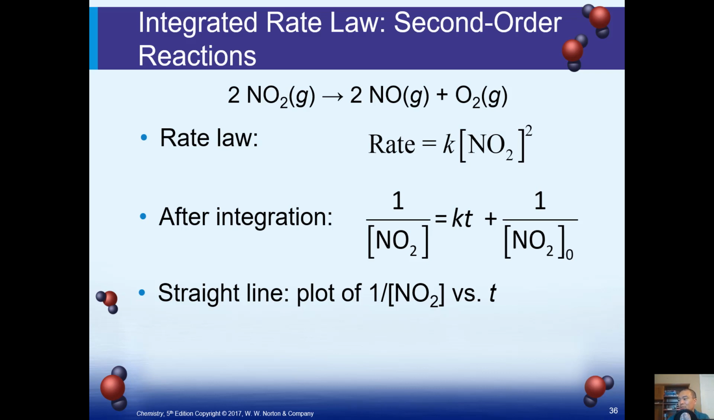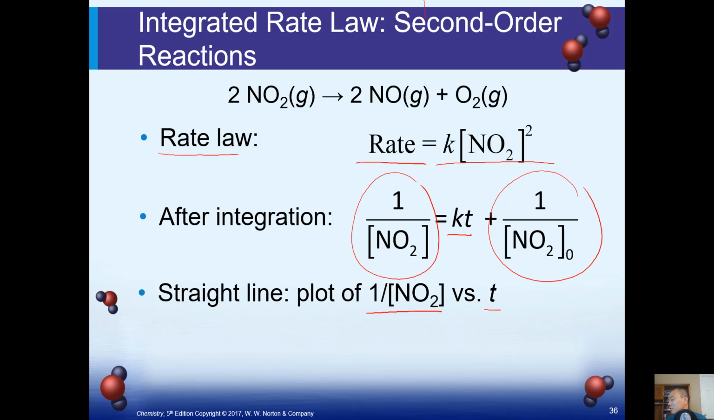For the second order, the instantaneous rate law or differential rate law or simply rate law is rate equals K times concentration squared. If you do the integration, you will have the inverse of the current concentration equals K times T plus the inverse of initial concentration. If you plot the inverse of concentration versus time, it will give you a straight line. So inverse of the current concentration versus time, and the slope is K in this case.